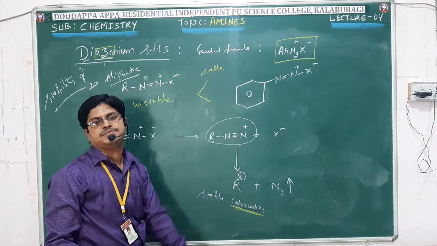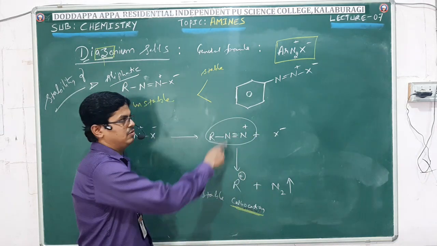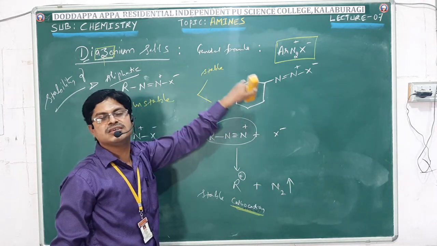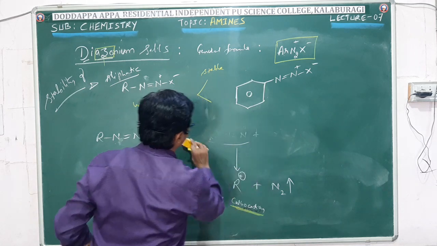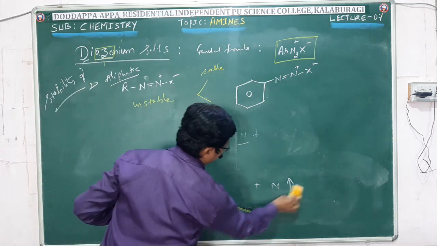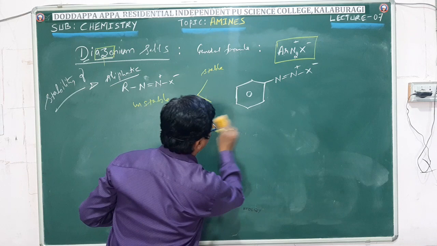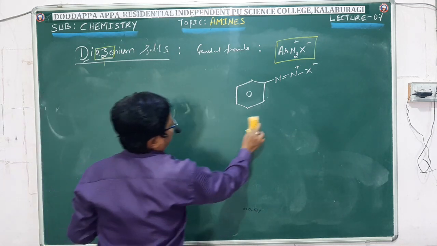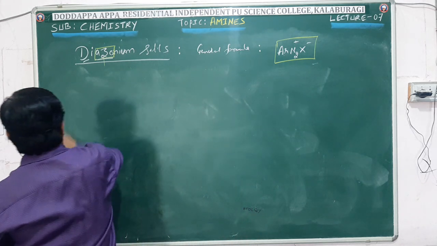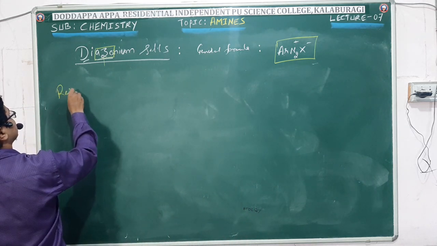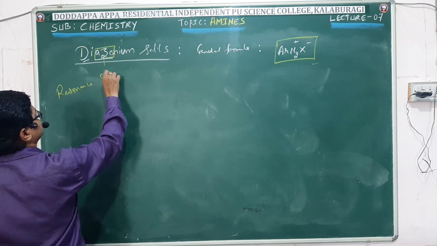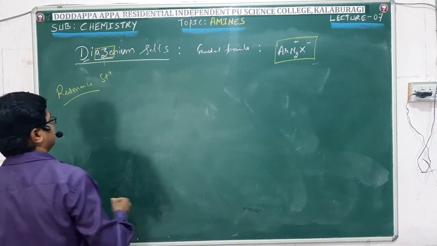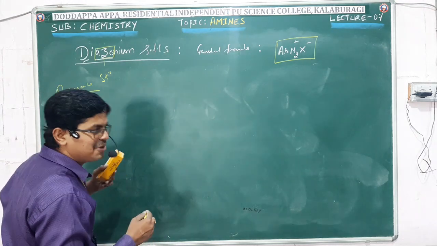But what about the aromatic diazonium salt? It is stable. It will not form like this, because it involves resonance. Due to the resonance structure, it is stable. Then we need to focus on how it shows a resonance structure, the resonance structure of the diazonium salt.